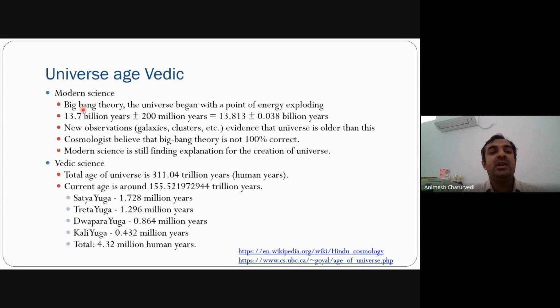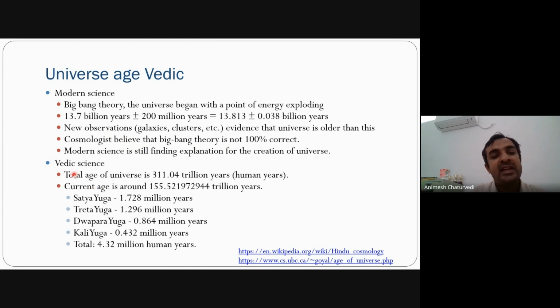In the modern world, the Big Bang theory was being accepted as the expansion of this universe. It is assumed that 13.7 billion years ago that expansion was started. But the new observation tells that the universe should be older than this duration. So cosmologists believe that this Big Bang theory was not 100% correct. Modern science still needs the exact way of formation of the universe.